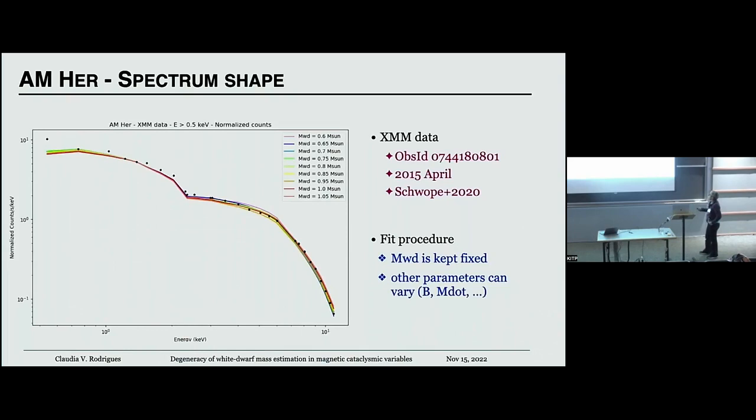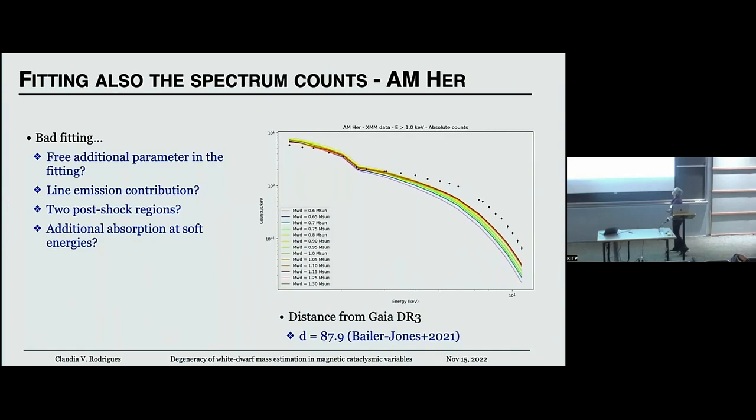Okay, to do this, we fix the white dwarf mass and keep the other parameters free. You can have any one, but in this case, we are fitting only the shape. Let's try to fit the absolute counts, because now you have Gaia, you have distance, you can calculate. Oh, no fitting at all. So here it's just an example. There are possible solutions for this problem.